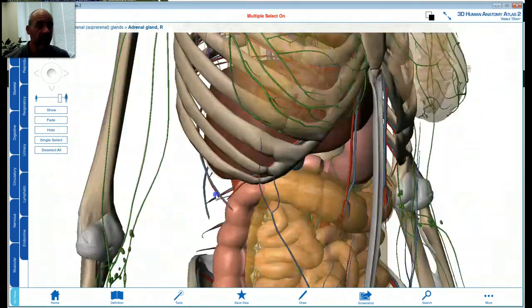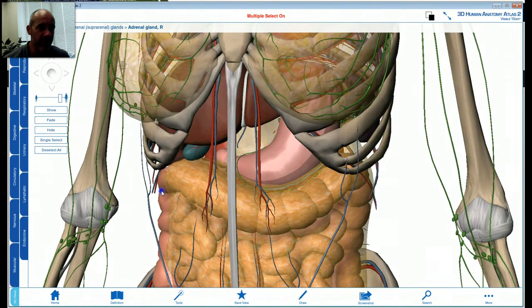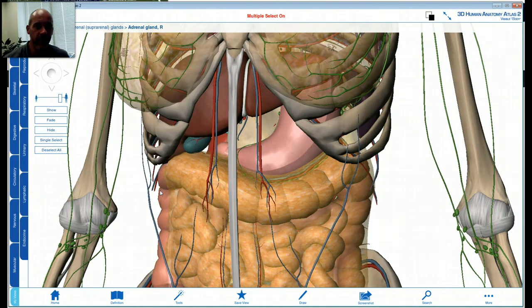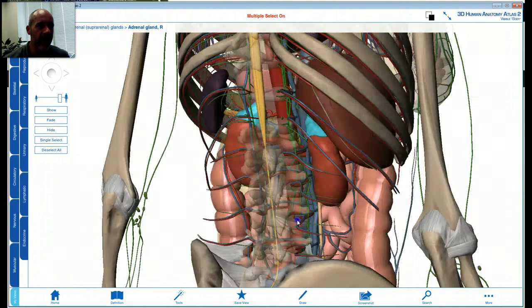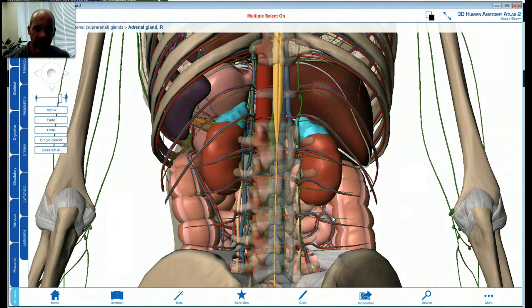Interestingly, the kidneys are actually retroperitoneal, which means they're behind the parietal peritoneum. They're not within the portion of the abdominopelvic cavity that's lined by that serous membrane. They're sitting behind it and surrounded by some fatty tissue, even though that's not shown in this particular view.